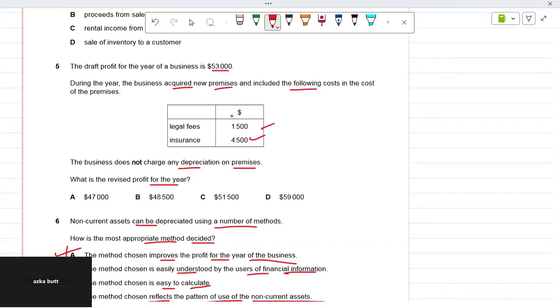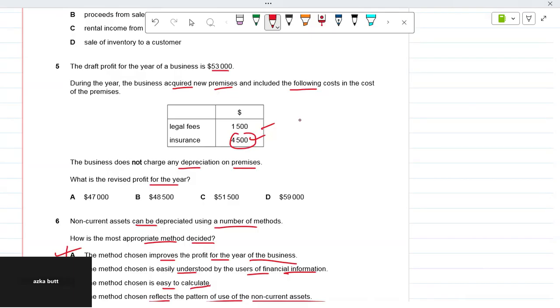Okay, so legal fees is 1,500, insurance is 4,500. Legal fees are typically capitalized as part of the cost of acquiring the premises because they are directly attributable to the acquisition. And insurance is usually a revenue expense and should be charged to the profit and loss account as it relates to the period's operations, not the acquisition cost. So insurance, which is 4,500, should be treated as an expense and deducted from the draft profit.